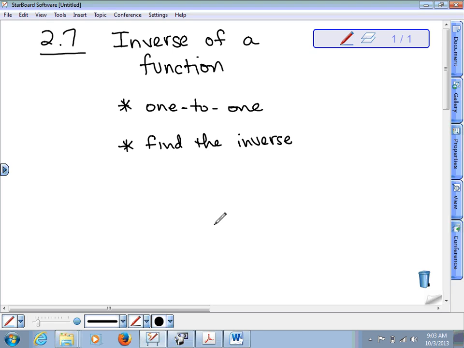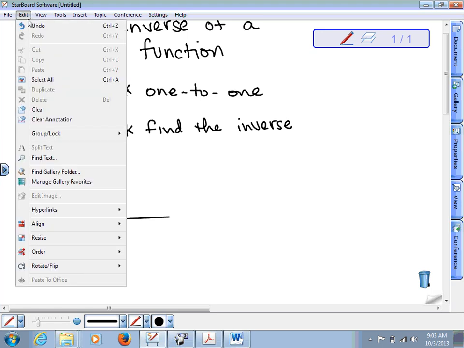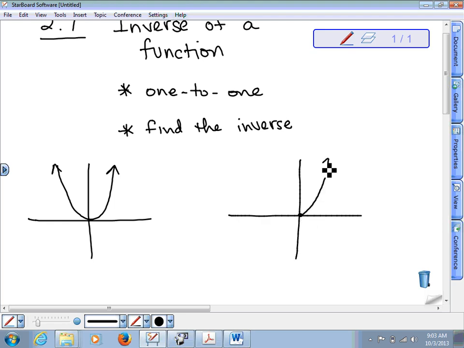Okay, so let's start with one-to-one. I'm going to give you two graphs to graph here. Graph on the left side of your paper somewhere. Just a normal parabola. And then next to it, I want you to graph just the right side of that parabola.